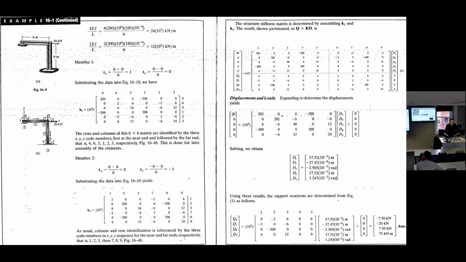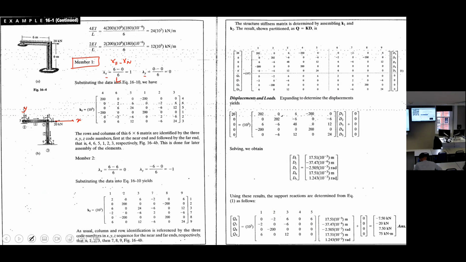Like this. For element number 1 is here. Member number 1. For member number 1, you also need a global coordinate system which originates at node number 1. This is X and Y. This is the global coordinate system. Okay. So for element number 1, we need a 6 by 6 matrix like this. How do we fill it up? We need lambda X and lambda Y. Lambda X for element number 1 should be X far end minus X near end over L.